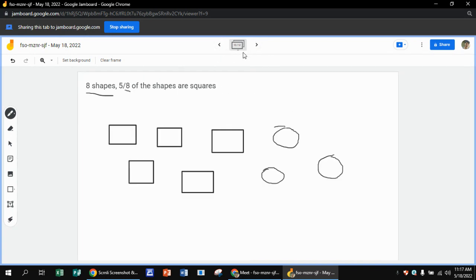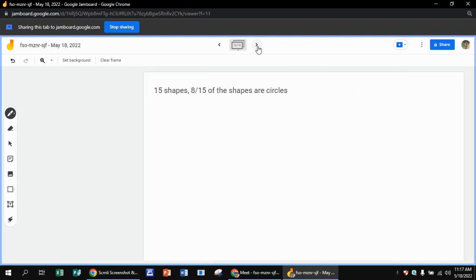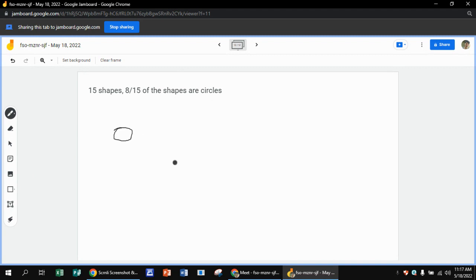Tingnan nyo ha. Take a screenshot nyo para meron kayo namang sagot in case na mali siya. I already did. So, for number 10, we have 15 shapes. We need only 15 shapes. And 8 over 15 of the shapes are circles. So, how many circles are we going to draw? 8. 8. 1, 2, 3, 4, 5.